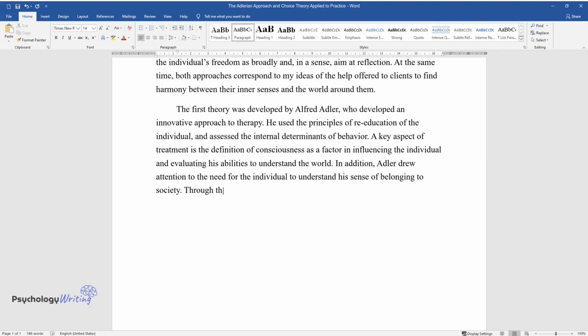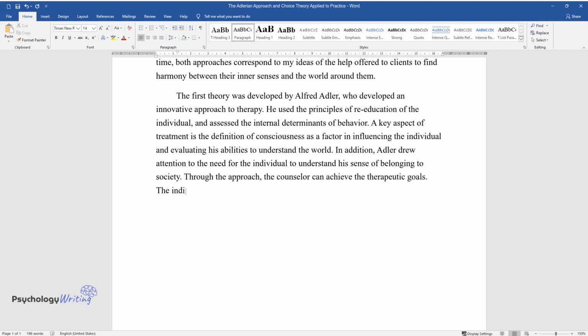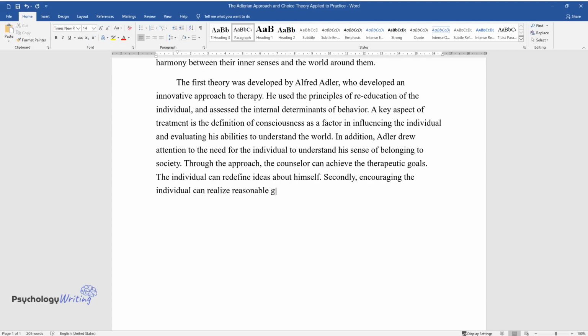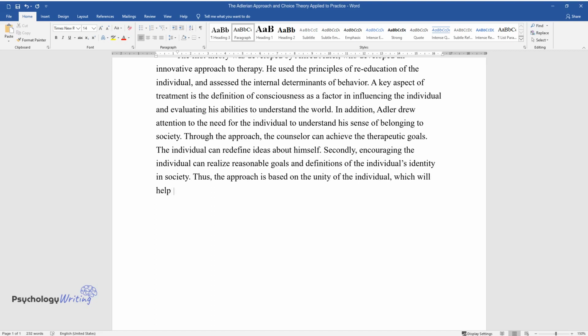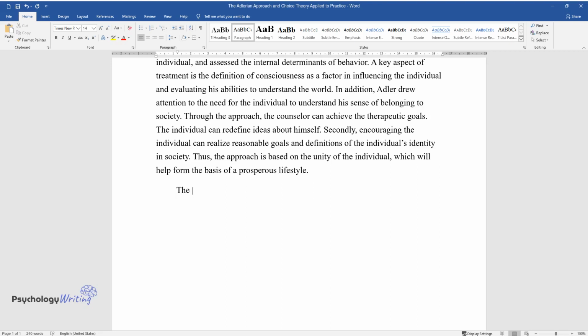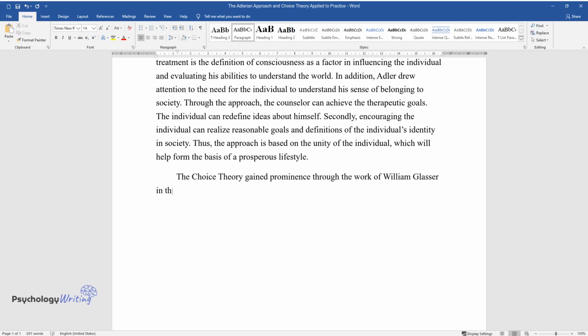Through the approach, the counselor can achieve the therapeutic goals. First, the individual can redefine ideas about himself. Secondly, encouraging the individual can realize reasonable goals and definitions of the individual's identity in society. Thus, the approach is based on the unity of the individual, which will help form the basis of a prosperous lifestyle.